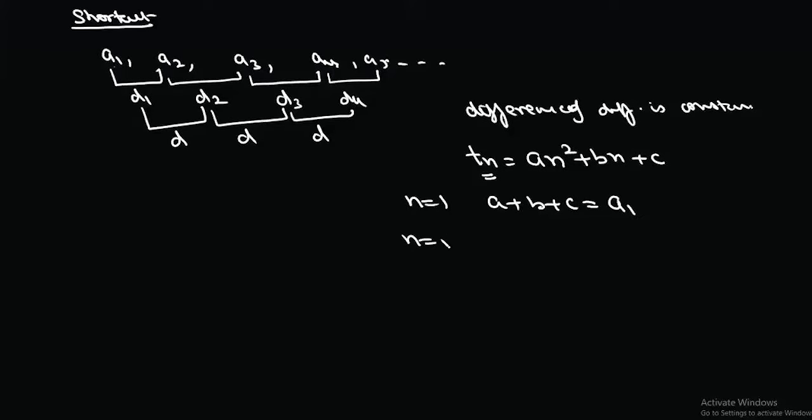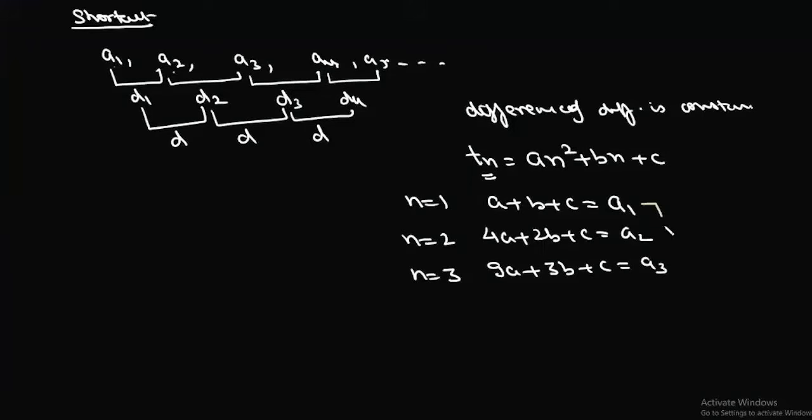Now if we put n as 2, we'll get 4a plus 2b plus c, and it is t2, which is your second term, a2. And if we put n as 3, we'll get 9a plus 3b plus c, which will be equal to a3. So now we have three equations and three unknowns. We need to find the values of a, b and c.